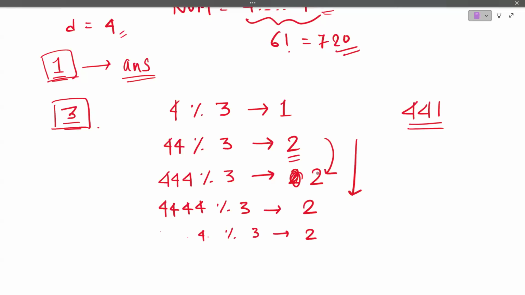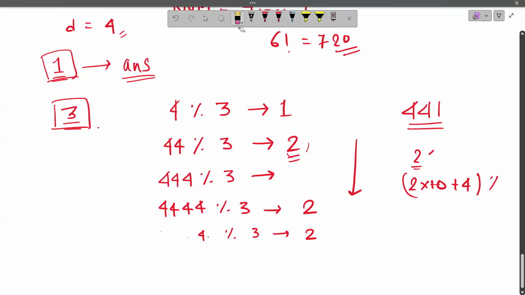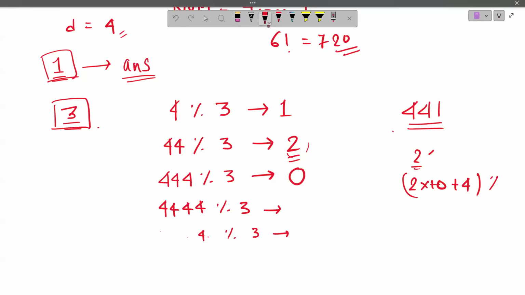This is simply because if there is a 2, and then you put a 4 behind, that would be simply 2 into 10 plus 4 modulo 3, right? Okay, just a second. Sir, 444 modulo 3 should be 0 and not 2. Okay, I made a mistake. Yes, sorry. So it should be 0. Yes, 444 modulo 3 is 0.